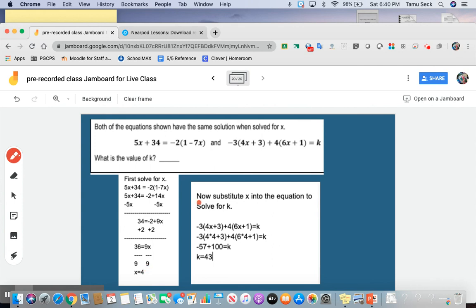So what we're going to do is we're going to substitute 4 for x, evaluate this, and then get the answer for k. So I substituted 4 for x. So this is 4 times 4, and this is 6 times 4. And when I solved it, I got k is equal to 43.